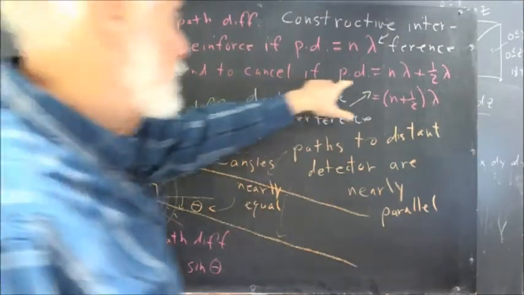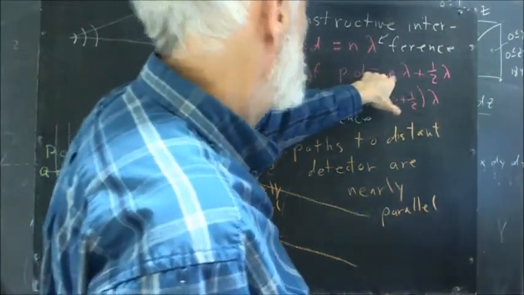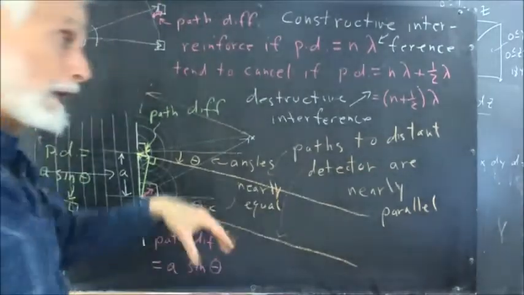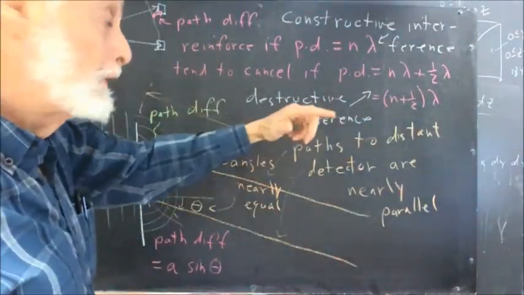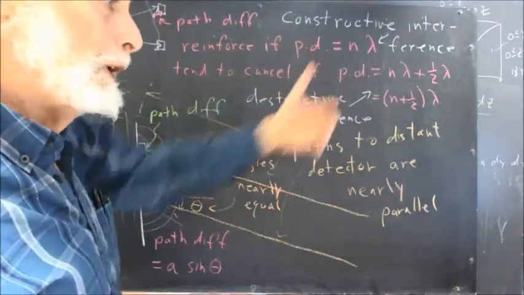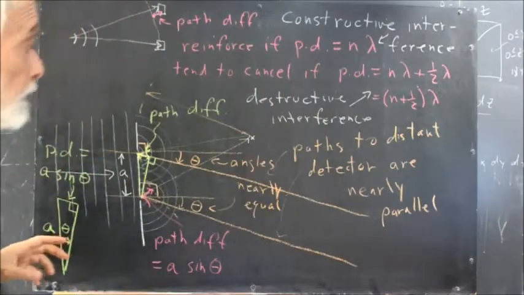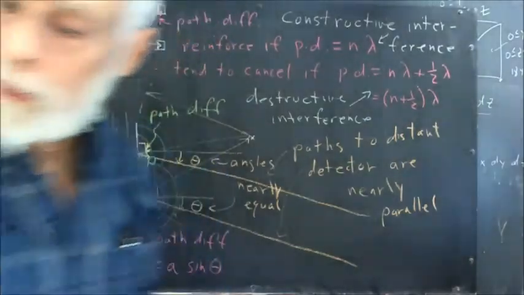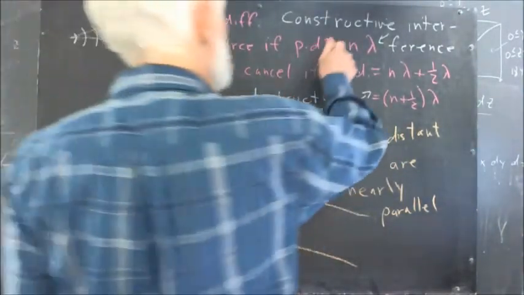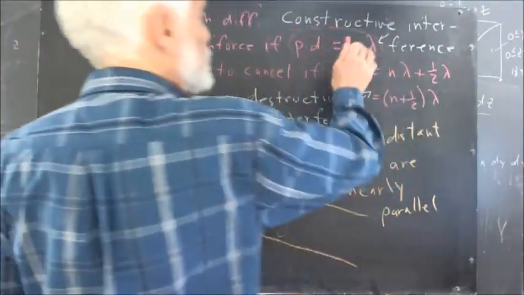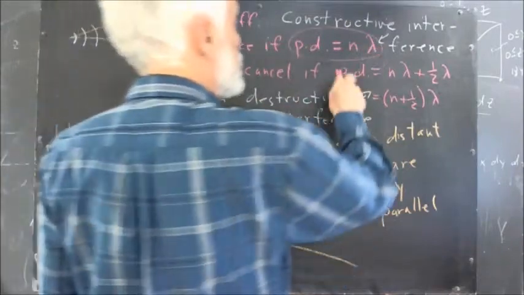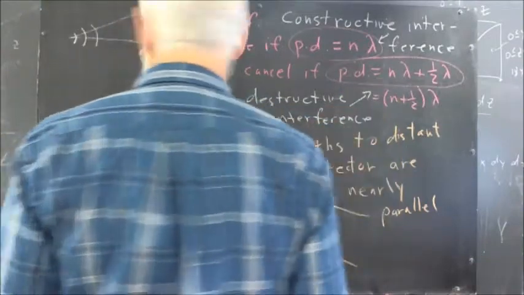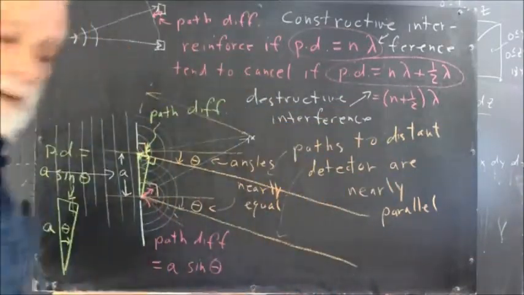They tend to cancel if the path difference is a whole number of wavelengths plus half a wavelength, because that extra half wavelength brings valleys into articulation with peaks, and you tend to get cancellation. So this is the condition for what we call constructive interference: path difference is a whole number of wavelengths. Or destructive interference: path difference equal to a whole plus half number of wavelengths.